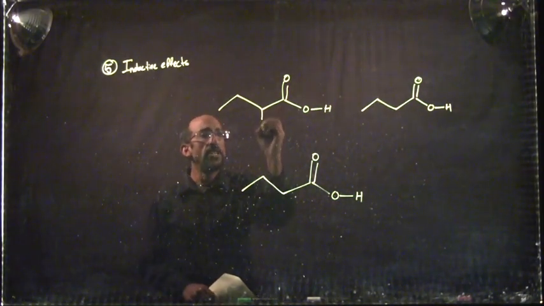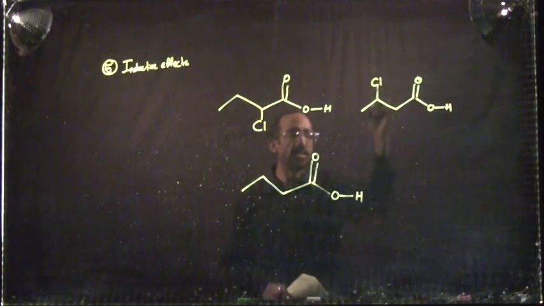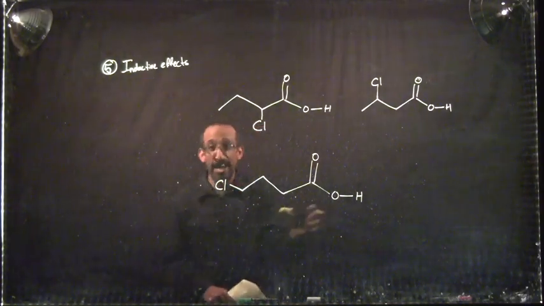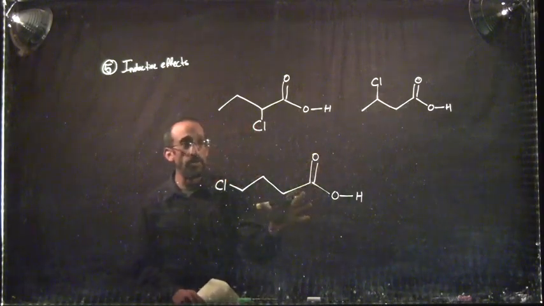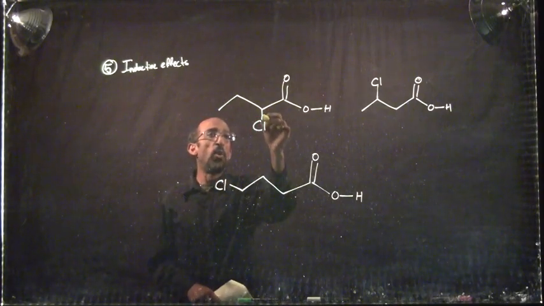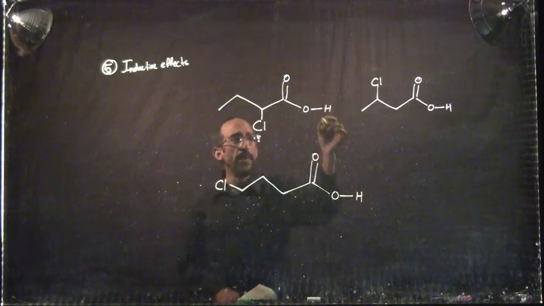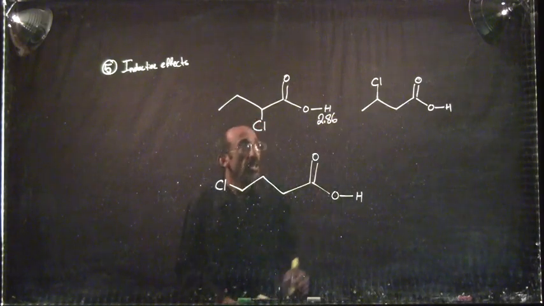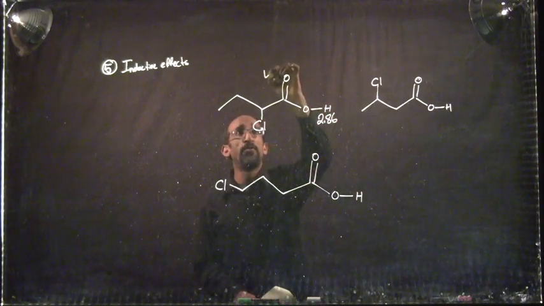So here we have 2-chlorobutyric acid, 3-chlorobutyric acid, 4-chlorobutyric acid. So here, in our 2-chlorobutyric acid, there are 1, 2, 3, 4 bonds between our electronegative atom and our hydrogen, and we have a pKa of approximately 2.86. When I move to 3-chlorobutyric acid, right, so here I was 4 bonds away.